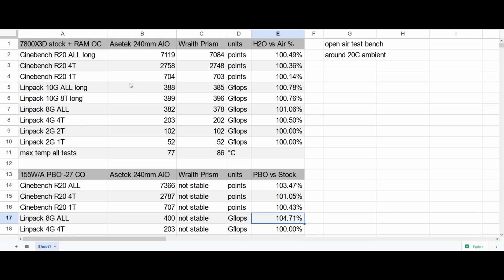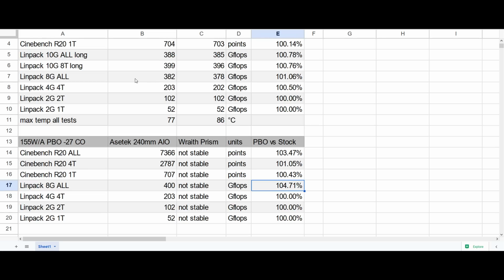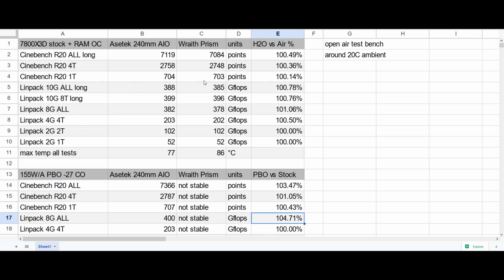So that's the cooling considerations for a 7800X3D, which is not much. You really don't have to worry about it very much, because it doesn't run very hot. Which is really cool. So, literally cool.